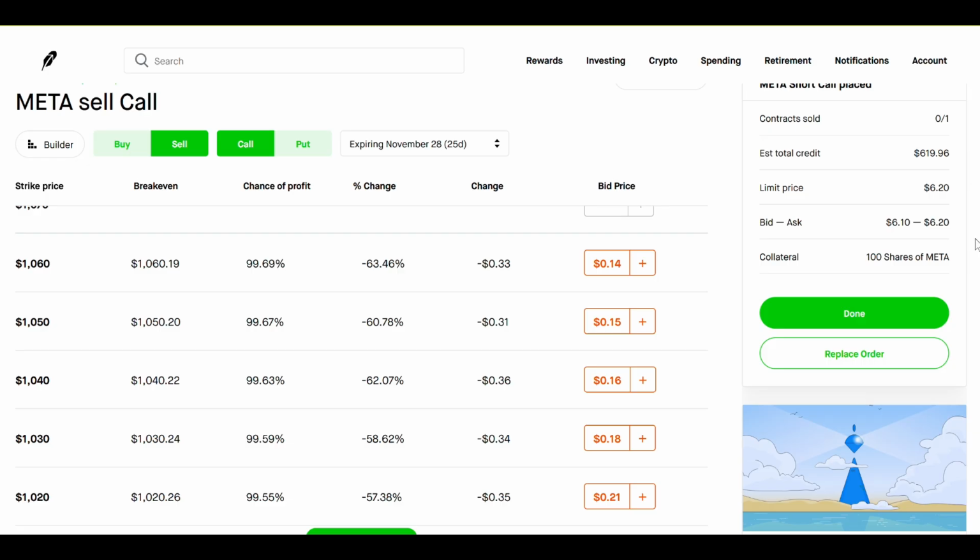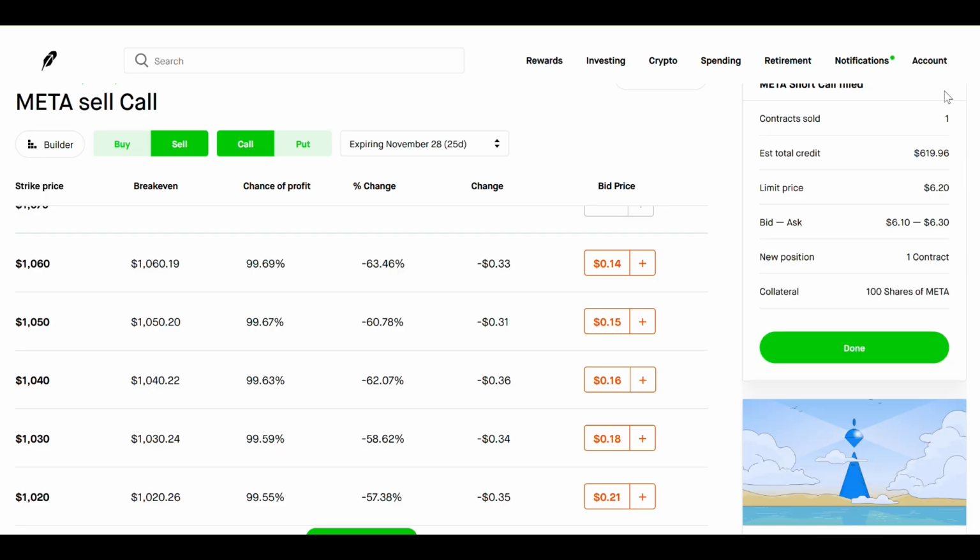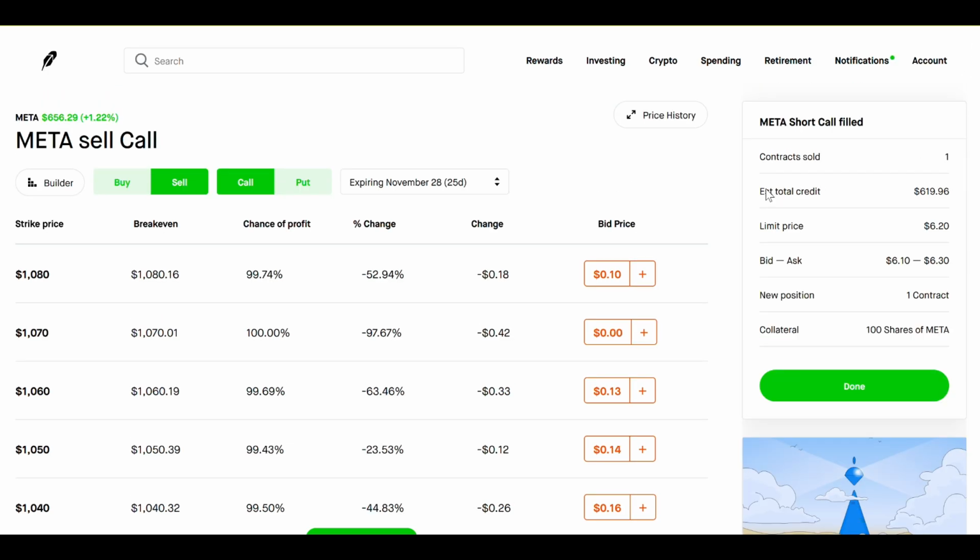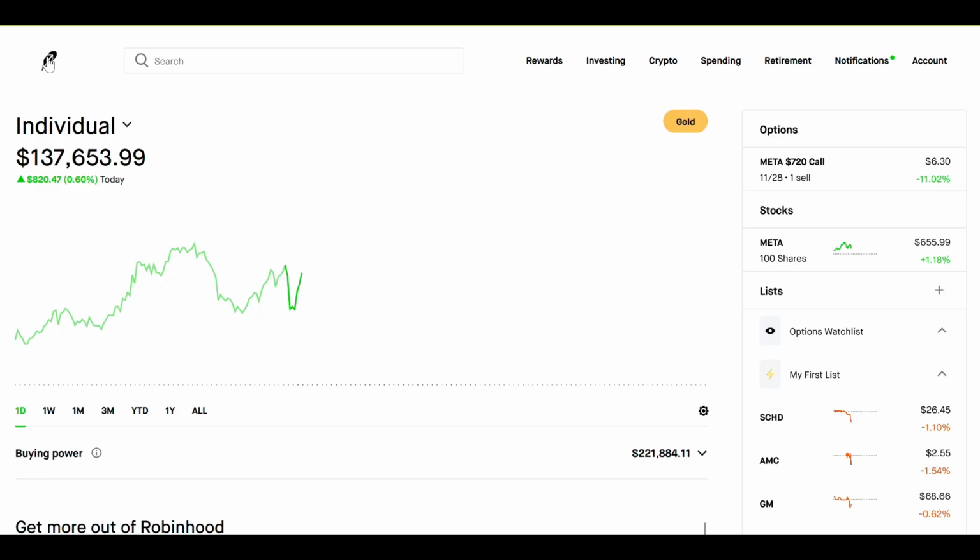Okay, and there we go. The order has been submitted, and if we go up here, it looks like it's been filled. So I got about $620 for that. If we go back to my account, now we have a Meta 720 call for November 28th, for $620, and that money has now been added to my buying power. That cash has been added to my cash.